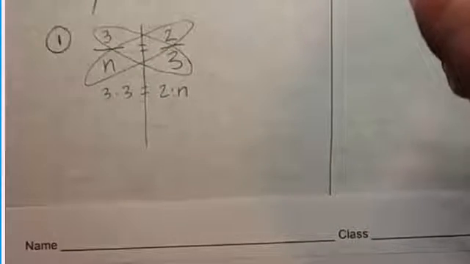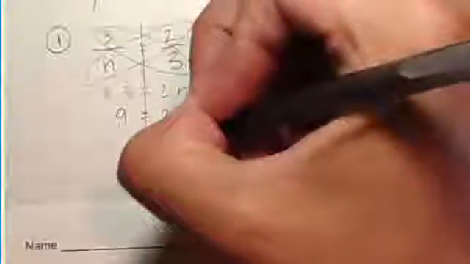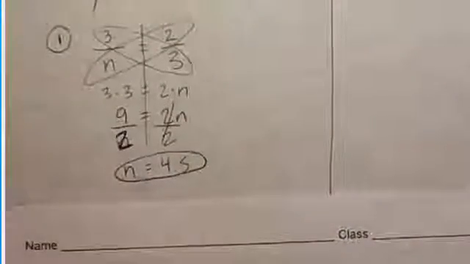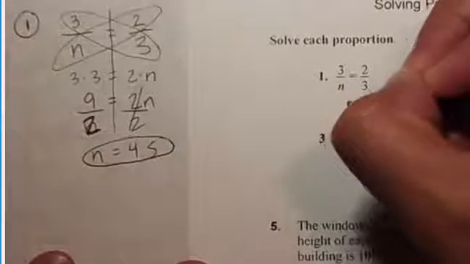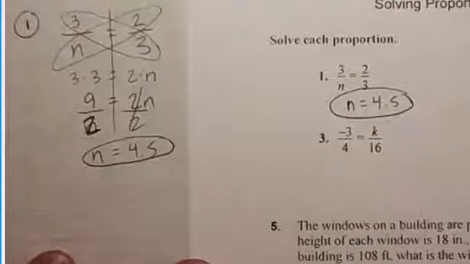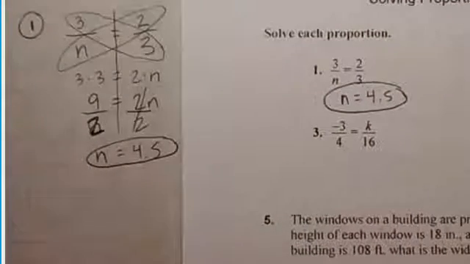So 3 times 3 is on one side, 2 times n is on the other. Again, you must show me all your work, so that's why we're doing this one together. I have 9 is equal to 2n. I'm going to divide each side by 2. And my answer here, 9 divided by 2 is 4.5. I'm going to circle my answer. And back on the paper, I'm going to write down n is equal to 4.5, and I'm going to circle that or highlight that, whatever you prefer. So show me your work for those.